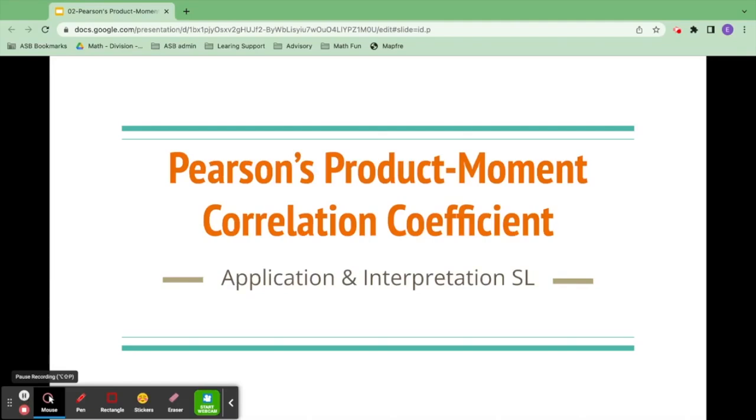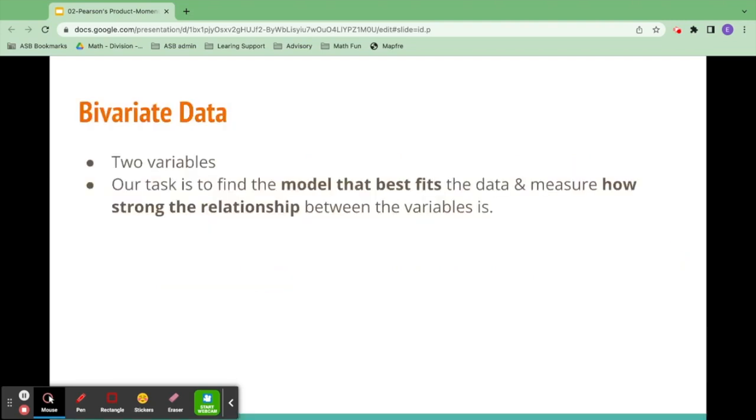In this video, we're going to be talking about the Pearson's product moment correlation coefficient. In order to be able to talk about this, we first need to talk about what type of data we are now going to be studying. So we're moving away from one variable statistics and going into two variable statistics. And this type of data is called bivariate statistics, bi meaning two, and variate for our variables.